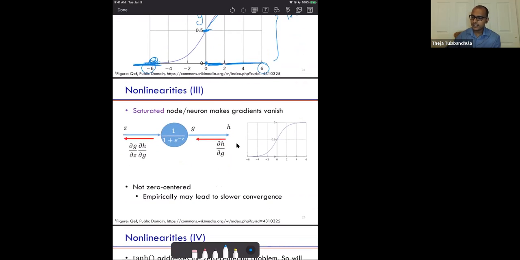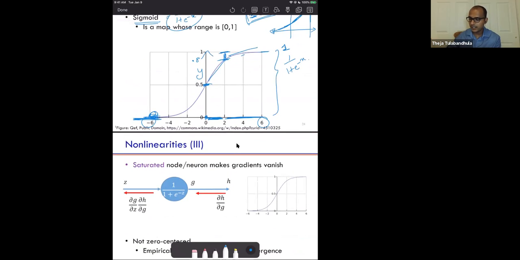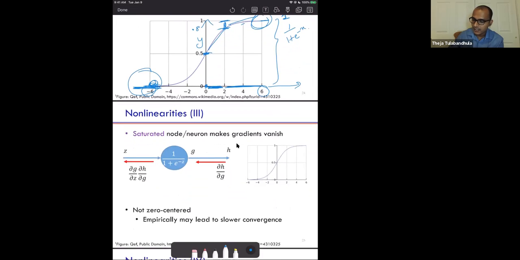So the effect that I talked about, where for large positive values it kind of doesn't change. It's quite a bit around 1, right? Pretty much around 1 after 6, or even before 6. And it's pretty much around 0 below minus 6. So any x value below minus 6 is pretty much 0. So that is essentially what you can call a saturation.